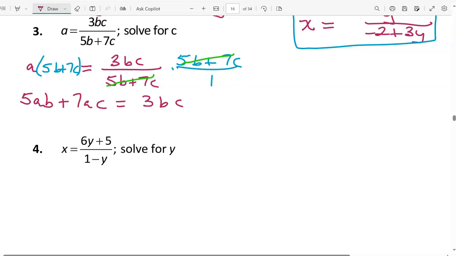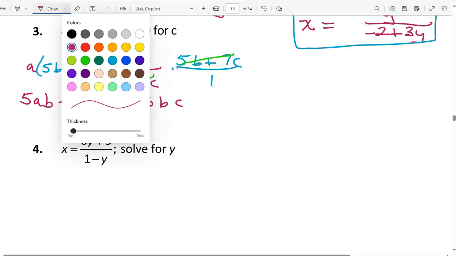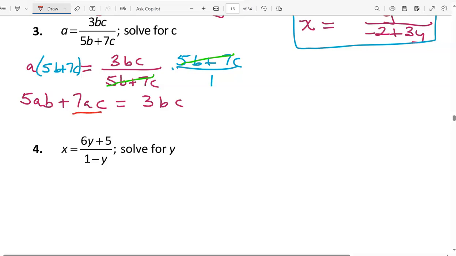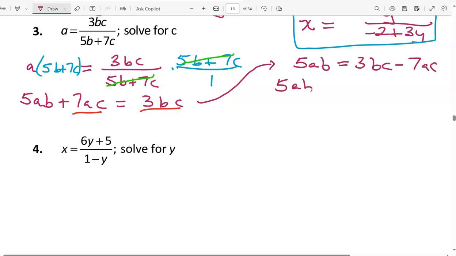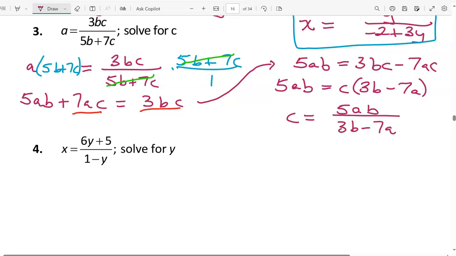Since we're asked to solve for c, I need to look at the terms that involve the variable c. And so I'm going to move the 7ac to the other side of the equation by subtracting it, which would give us 5ab is equal to 3bc minus 7ac. Now we're going to factor the variable that we're solving for, which is c, and then divide by 3b minus 7a, so c is equal to 5ab divided by 3b minus 7a.